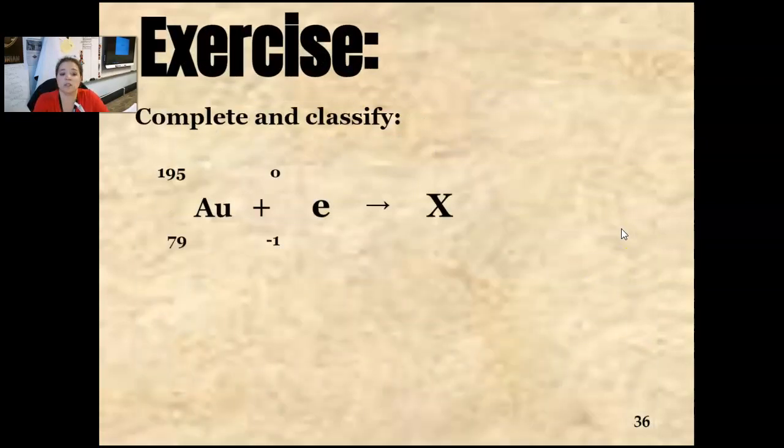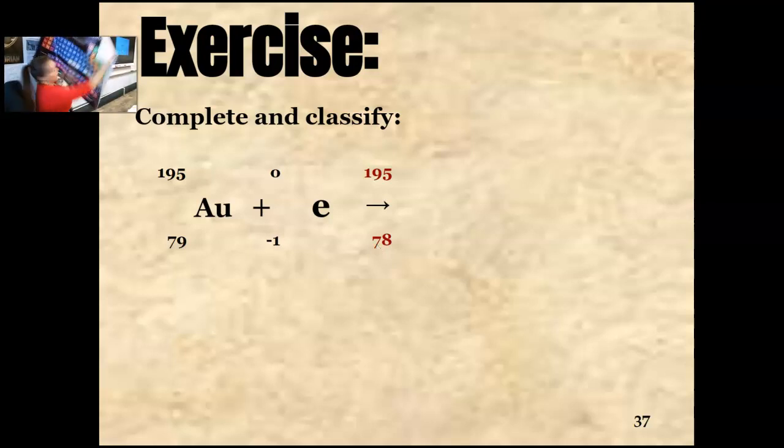So we're going to classify as we go through this. We count across: 195, 195, there you go. 79 minus 1 is 78. 78 is platinum, Pt. And because I'm getting rid of one, I want to say this is a beta. Yeah, hold on.